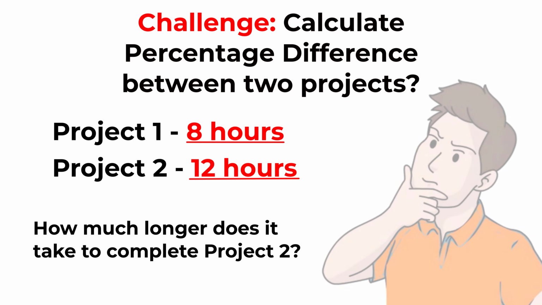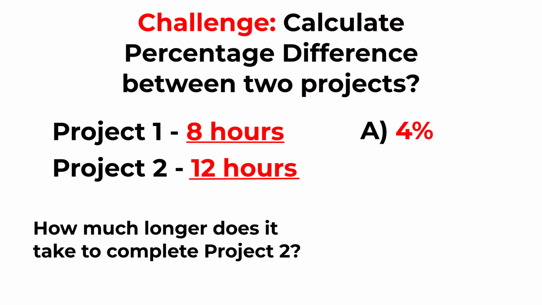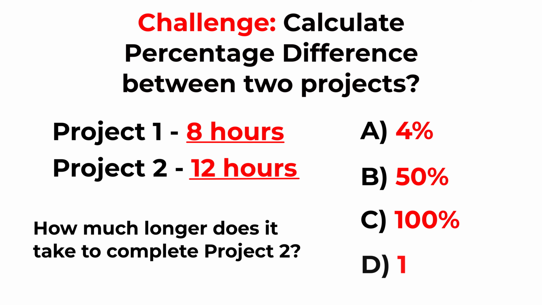You have 4 different choices. Choice A, 4%. Choice B, 50%. Choice C, 100%. And choice D, 150%. Can you calculate the answer?